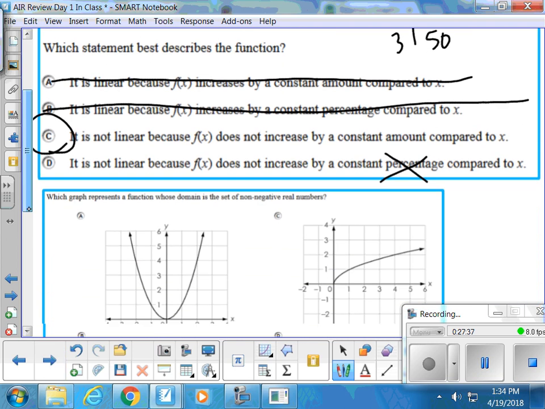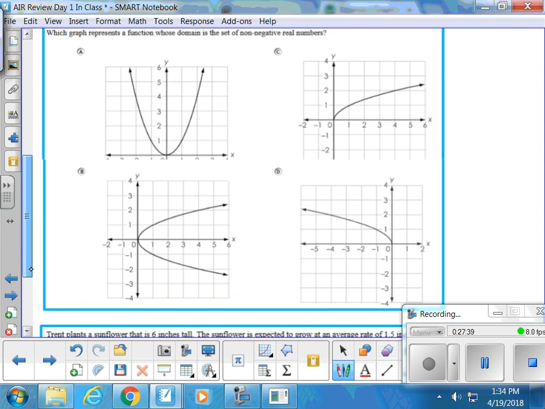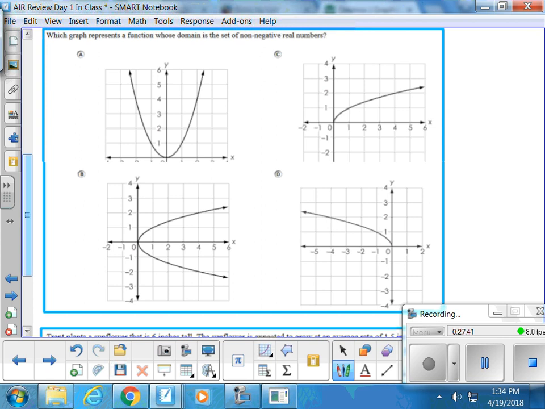All right, I do want to do the next one with you. Do you remember about domains? We want to pick a function whose domain, that's x values, we want to pick a function whose x values are the set of non-negative real numbers. So we basically want all of our x values to be positive. Are all of these x values going to be positive in this graph? Probably not, because if I lived here, I would have a negative x value. So it's not A.